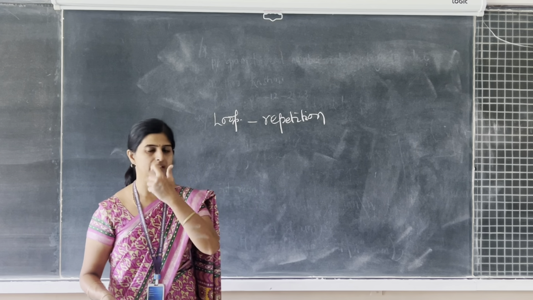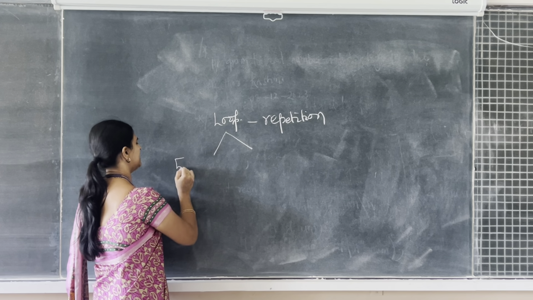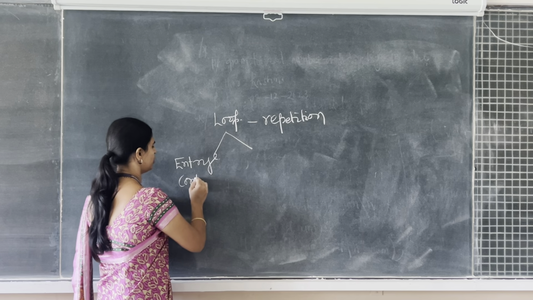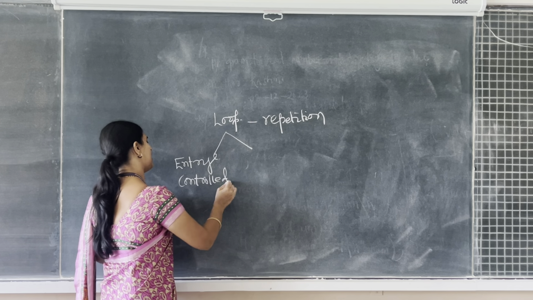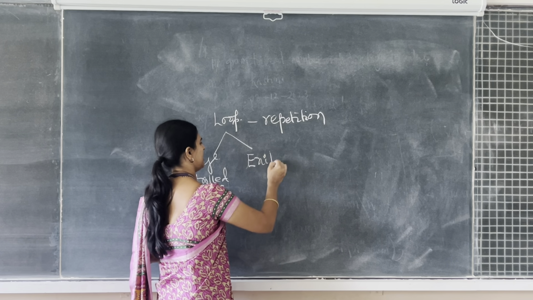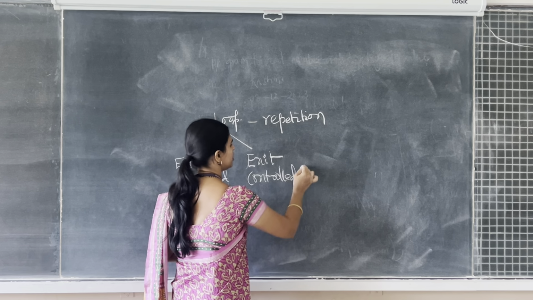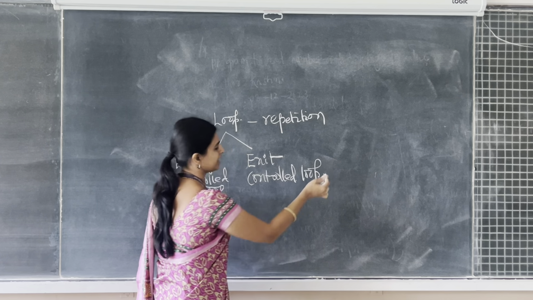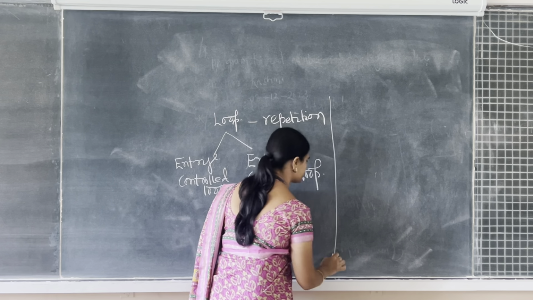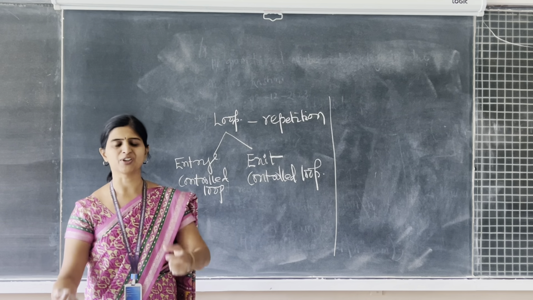In C programming, we have got two types of loops. One is entry controlled loop, and another one is exit controlled loop. These are the two categories available in C programming. Before we study these two things, first let us study the components of a particular loop.